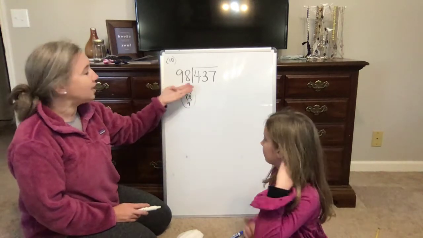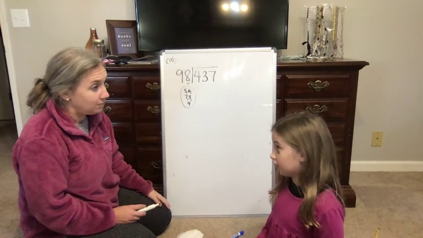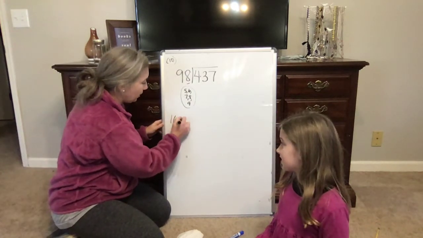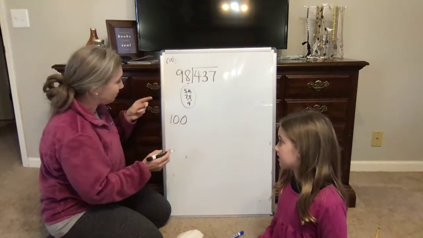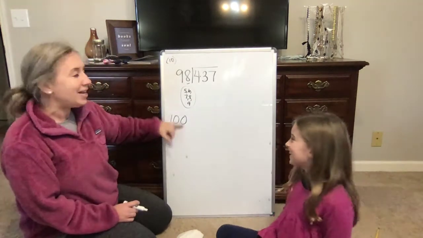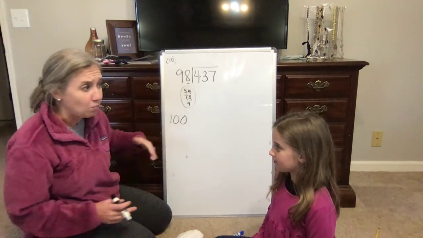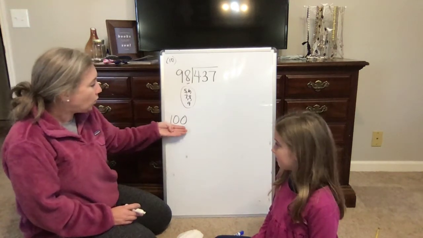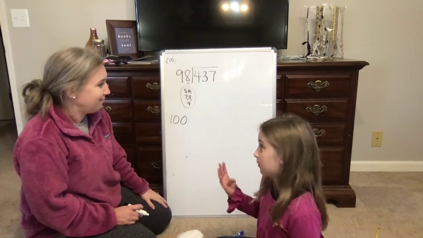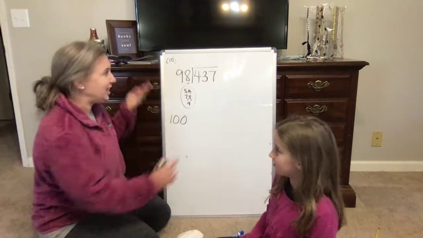So, Kate, what is the number 98 really close to? 100. 98 is so close to 100. So we could still estimate with a 10. But 98 is really close to 100, so it's really easy to estimate with 100. How many times would 100 go into 437? 4 times. So to me, that's just the easiest way to think about it.